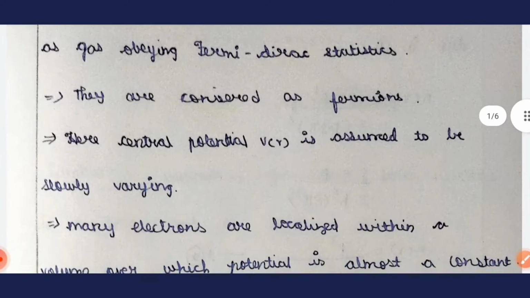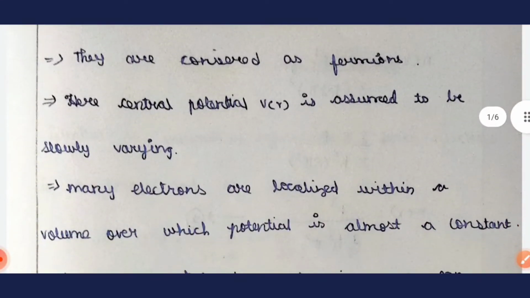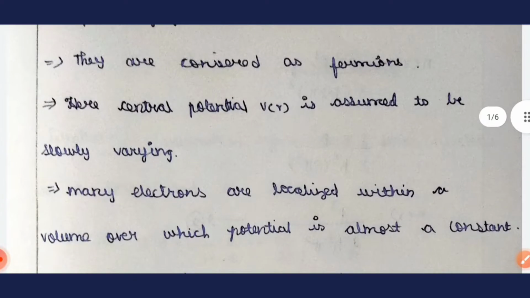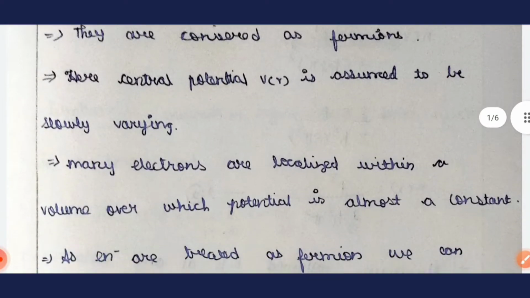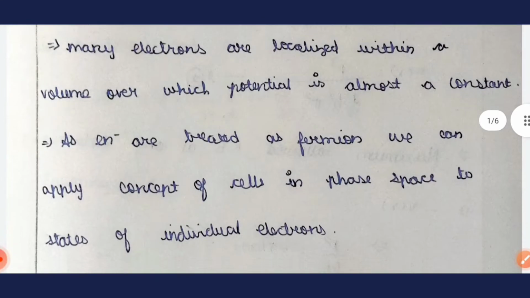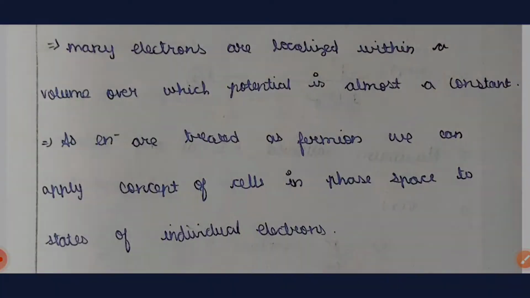So the many electrons are localized within a volume over which the potential is almost a constant. Since the potential V of r is assumed to be slowly varying, the many electrons are localized within a volume whose potential is almost constant. As electrons are treated as fermions, we can apply the concept of cells in a phase space to the states of an individual electron.